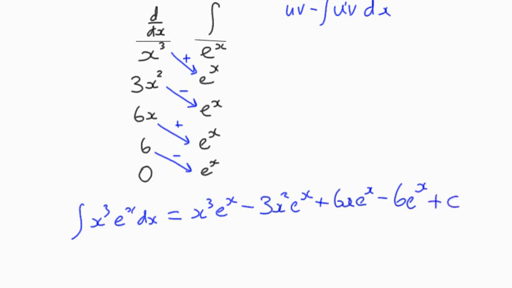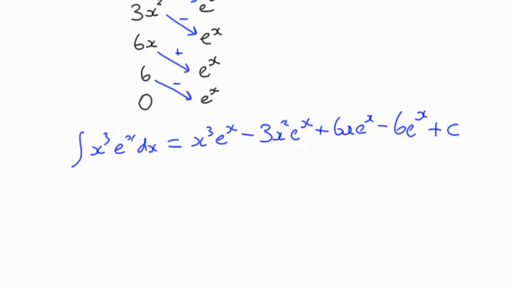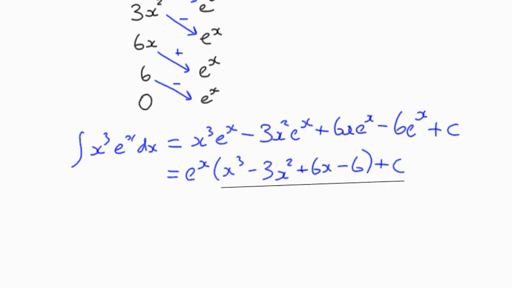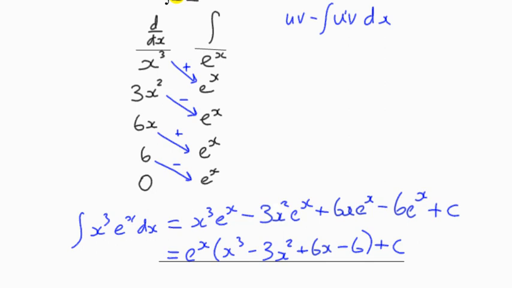So in actual fact, that's it. That's the answer. You could take a common factor of e to the x, but otherwise that's it. So it's a very quick way of working out our answer using repeated integration by parts in a tabular form. Okay, so that's how we would use the tabular method to solve a repeated integration by parts.